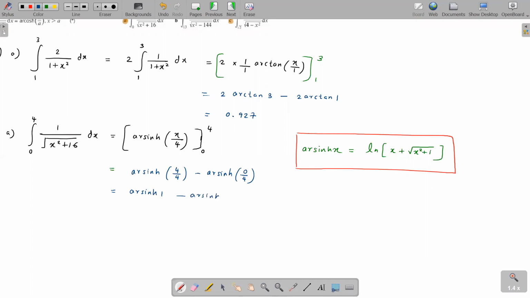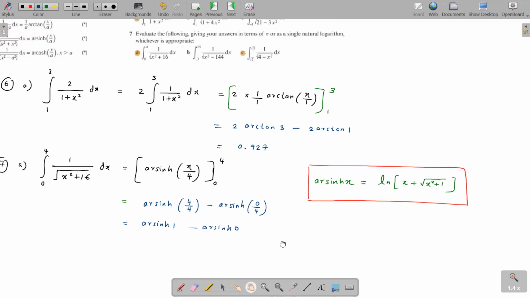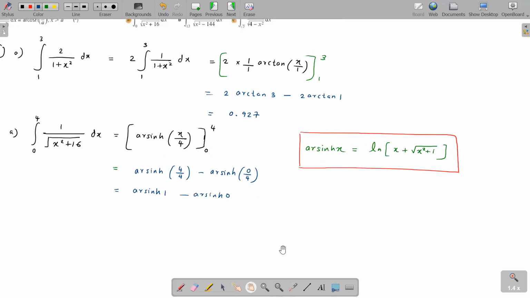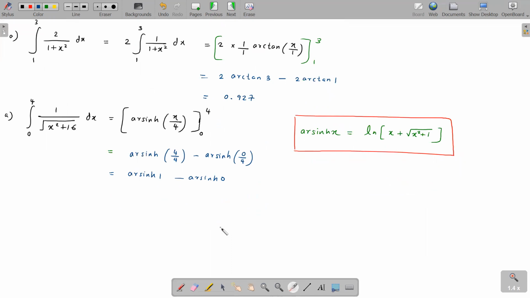minus arsinh 0. So I have written the formula we use in chapter 1. We learned this particular equation, right? It's there even in your formula books. Arsinh x is equal to ln of x plus root x square plus 1, because they have asked in this question to give the answer in terms of pi or as a single natural logarithm. So by using this equation, we can give our answer as a single natural logarithm.